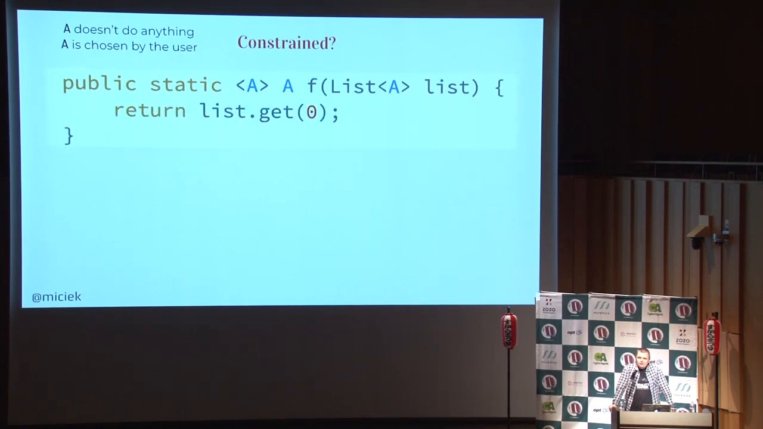Because you can't do new A. You can't create a new A out of nowhere, because you don't know what A is, right? So you are constrained. In order to get an A, in order to implement this function and return A, you need to use the list that is provided. So you are constrained with what the list has. So that's the constraint I'm talking about.